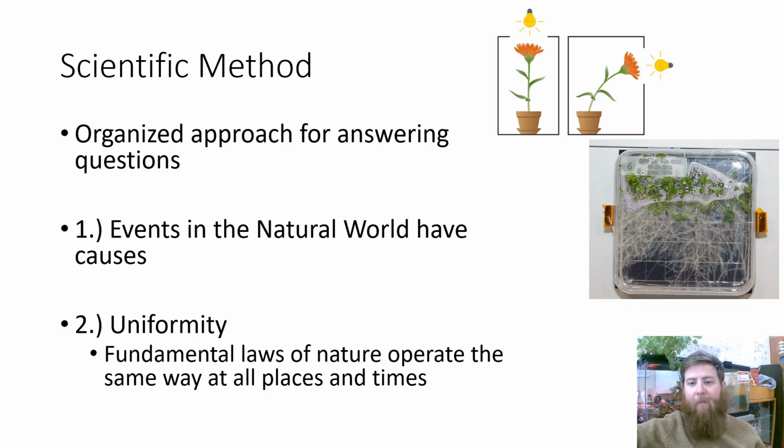The scientific method is something that we'll talk about and use in this class. It's an organized approach for answering questions. For it to happen, you have to have two things. A, events in the natural world have to have causes. They don't just happen randomly. And two, that those fundamental laws of nature operate the same way at all places and all times. So you could grow a plant, you could grow a radish, as long as everything was contained. You could grow it here on Earth the same as you could grow it on Mars, the same as you could grow it on the moon, the same as you could grow it in a spaceship, as long as you kept all the conditions that allow it to grow the same.